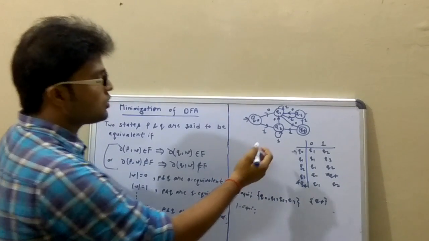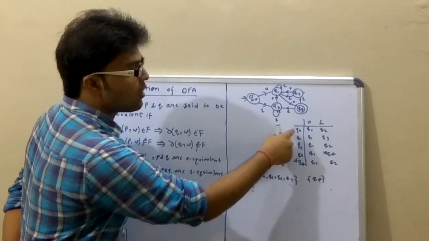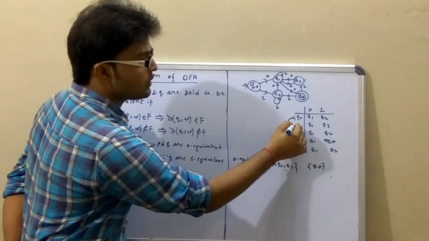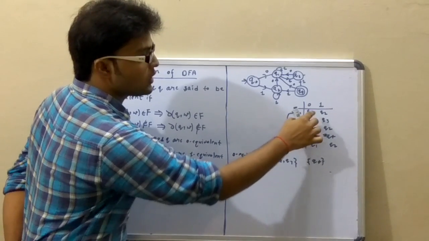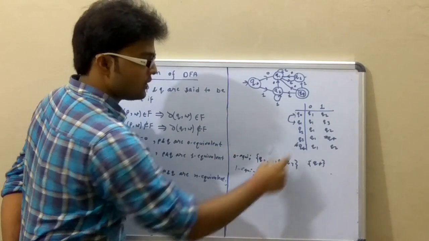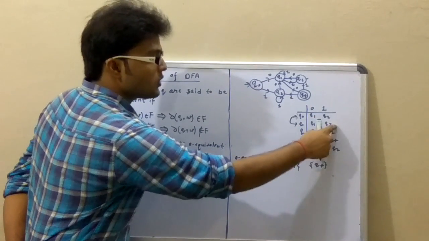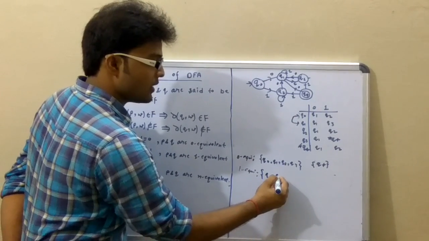Let's check Q0 and Q1. Q0 on 0 is going to Q1. Q1 on 0 is also going to Q1, in the same set. Q0 on 1 is going to Q2, in this set. Q1 on 1 is going to Q3, in this set. So Q0 and Q1 will be in the same set. Both are 1 equivalent also.